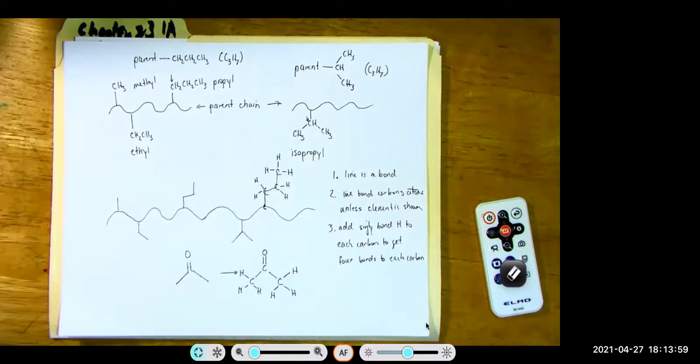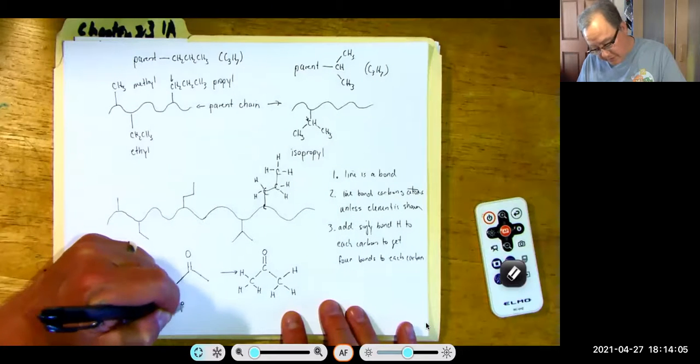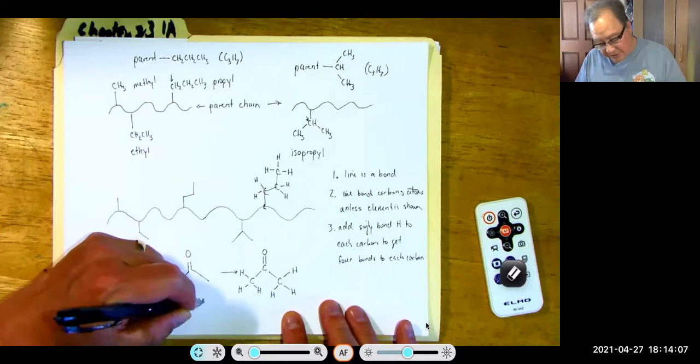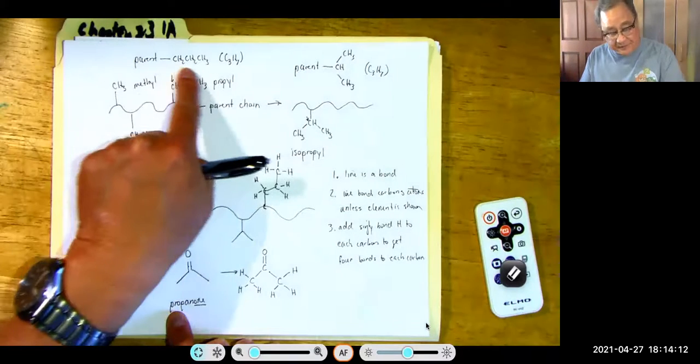Is that a ketone? It is. And in fact, this ketone is called propanone. The "one" is because it's a ketone, the "prop" because it has 3 carbons.